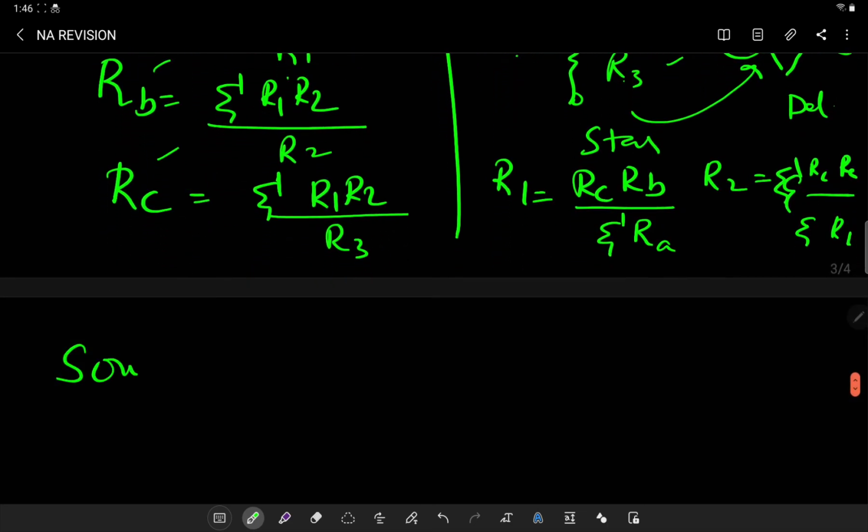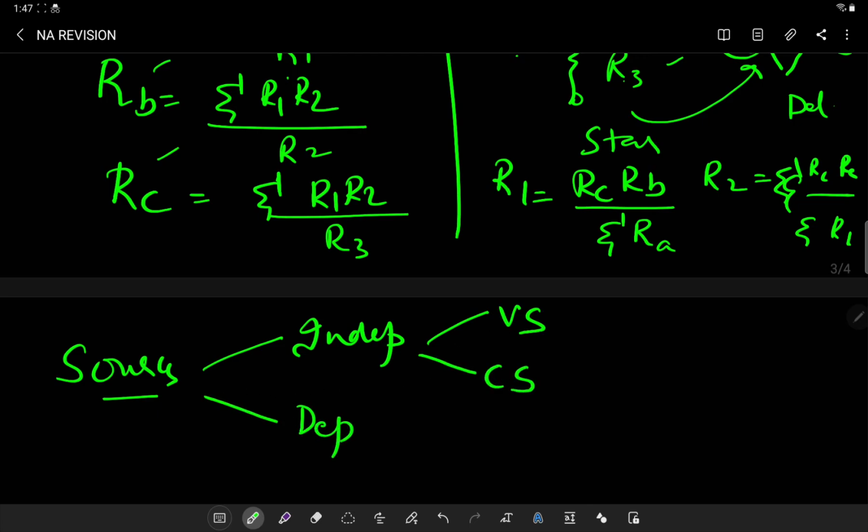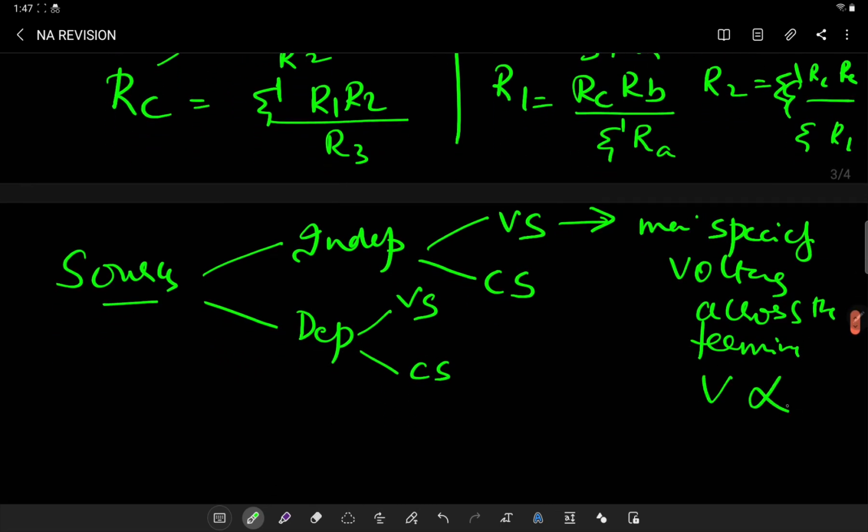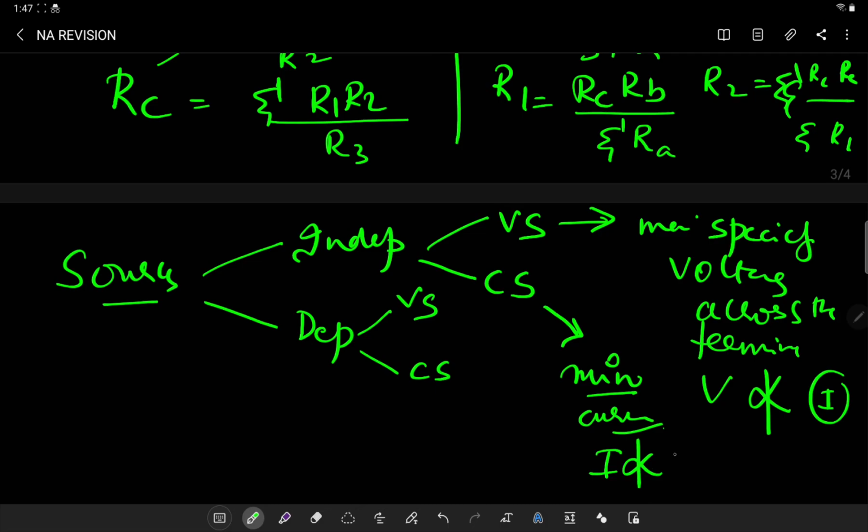So next, sources. So we have independent voltage source and current source and dependent voltage source and current source. So an independent voltage source will maintain a specific voltage across the terminals, and the voltage is not dependent on current flowing through it. Similarly, an independent current source will be maintaining a specific current value, and the current value will not depend upon the voltage.